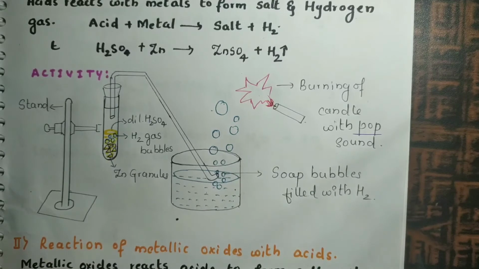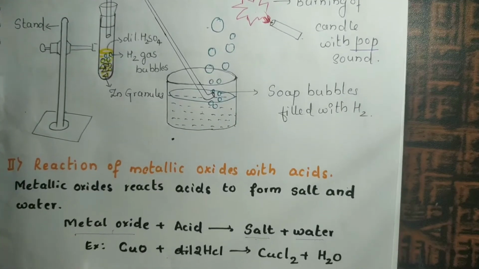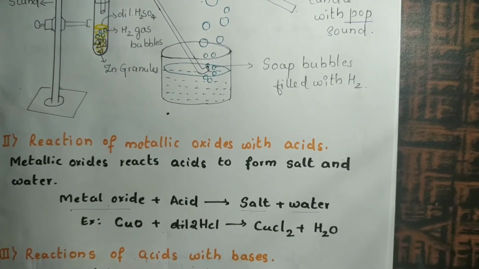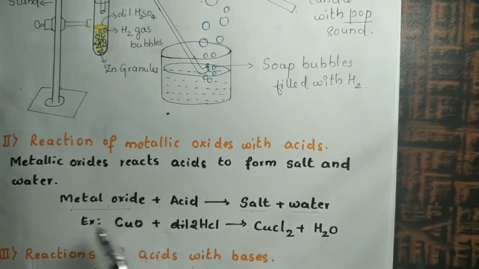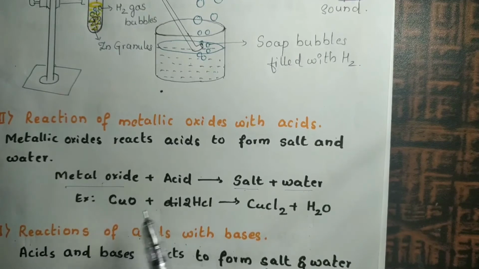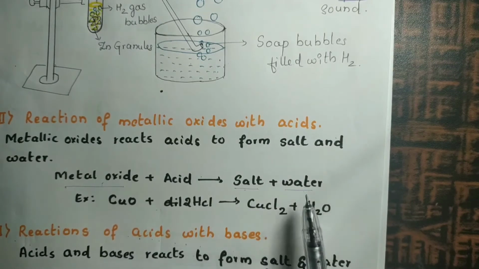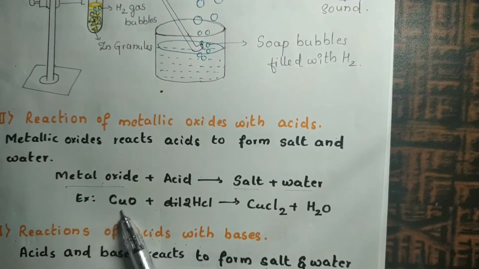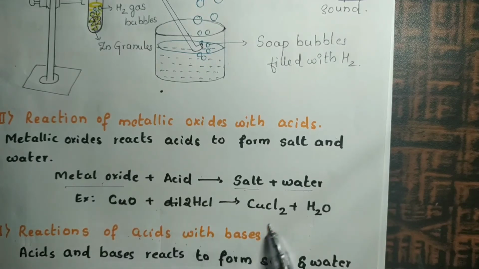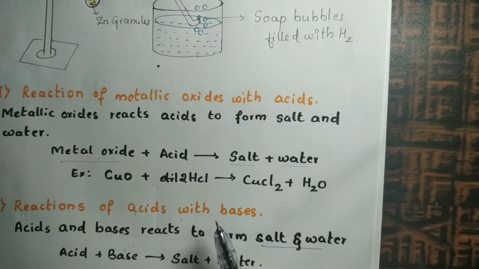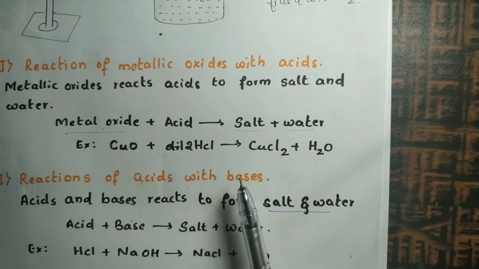The next reaction we are seeing is the reaction of the acids with metallic oxide. Metallic oxides react with acid to form salt and water. Metallic oxide plus acid always gives salt and water. Let us take copper oxide as the metallic oxide and hydrochloric acid, it will form salt, that is copper chloride, plus water.